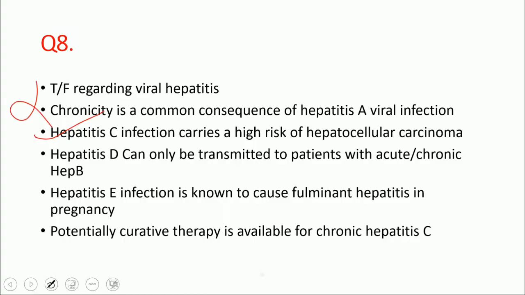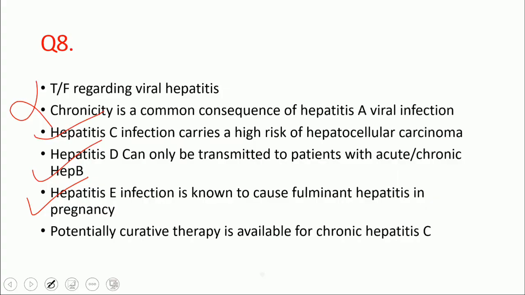Hepatitis B and D coexist, right? So they always coexist. For hepatitis D to survive, there has to be some either acute or chronic hepatitis B infection. Now, a special thing about hepatitis E is we identify this as an important cause of fulminant hepatitis in pregnancy. So that statement is correct. That is a little special thing about hepatitis E.